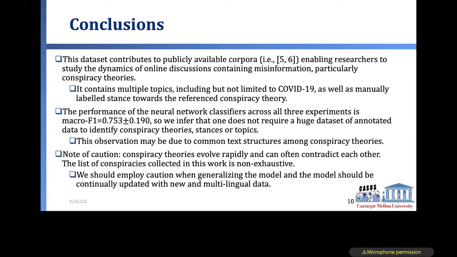And then just a note on limitations: conspiracy theories evolve very rapidly and they often contradict each other. For example, people simultaneously believe that Princess Diana faked her own death and also was murdered. And so the list of conspiracies collected in this work is by no means exhaustive.